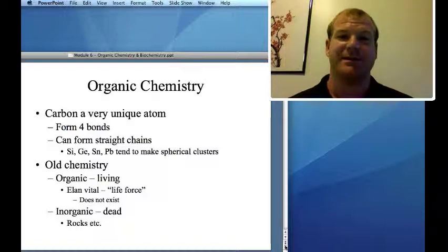Organic in science means carbon containing, and carbon is a very unique atom. It can form 4 bonds, and so because of that, a lot of the compounds that we know are organic compounds, meaning they contain carbon. So there are a lot of unique compounds that can happen. And carbon tends to form straight chains. The other ones, silicon, germanium, tin, and lead, they tend to make spherical clusters. I know this because I've done research with carbon in the vacuum chambers.